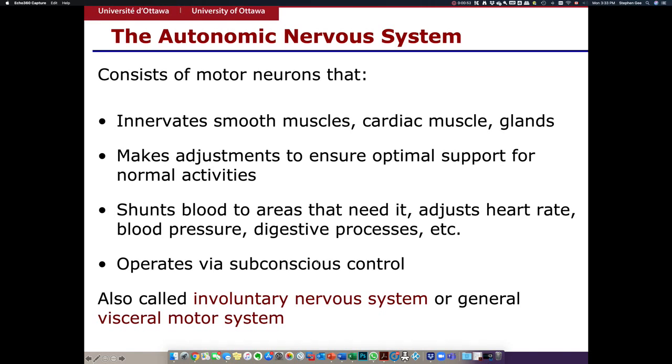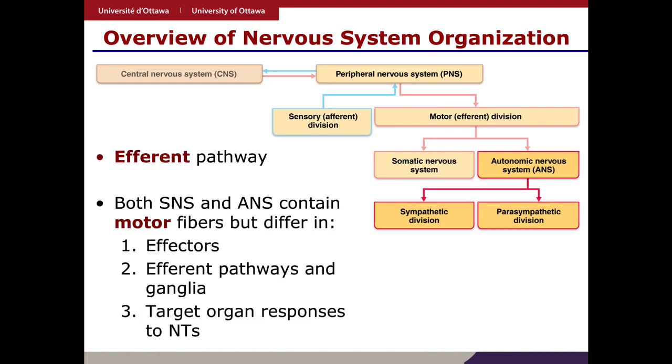So the autonomic nervous system is sometimes called the involuntary nervous system, or because these involve the viscera, or the organs, the general visceral motor system. The autonomic nervous system is part of the motor, or efferent division of the PNS.